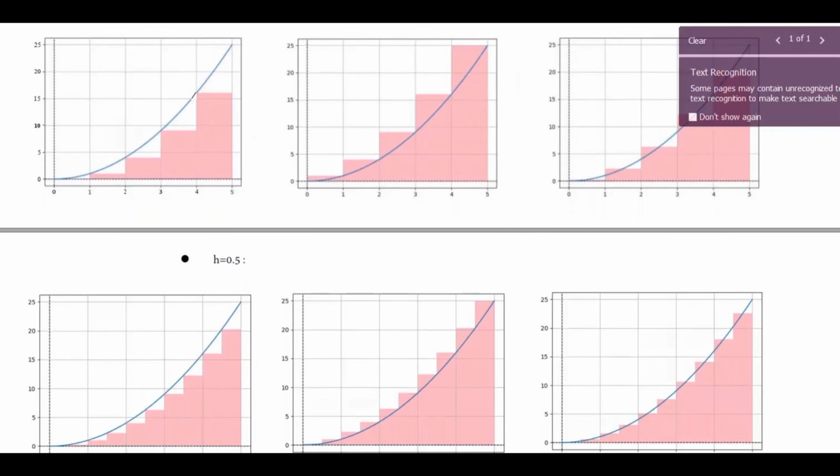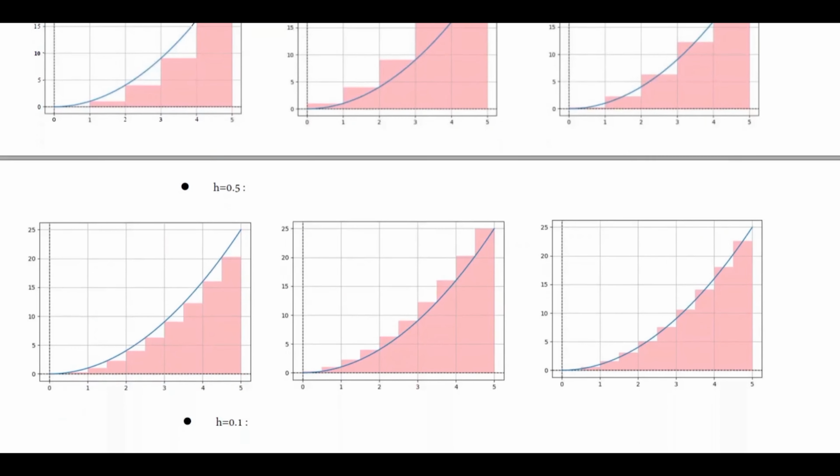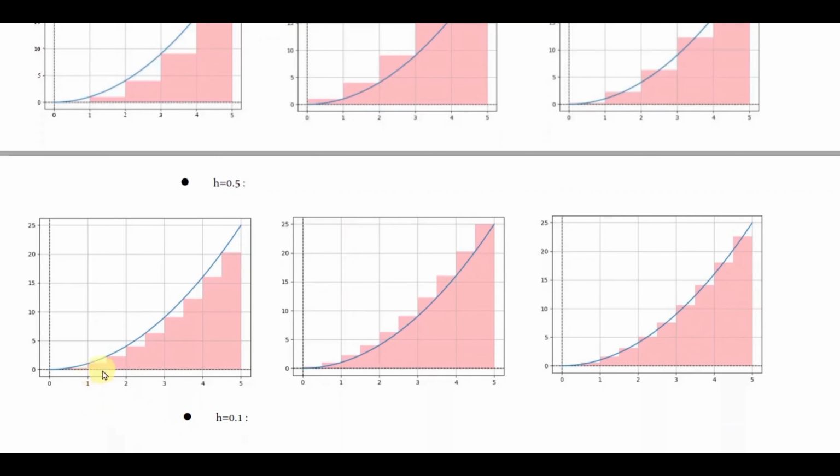Now let us take the value of h as 0.5. Now the width of each rectangle is 0.5 units of x. For that, we have made these rectangles representing the area under the curve for each of the three cases. Now look at these three graphs and compare them to these upper three graphs. These are looking somewhat closer to the approximation we are needing.